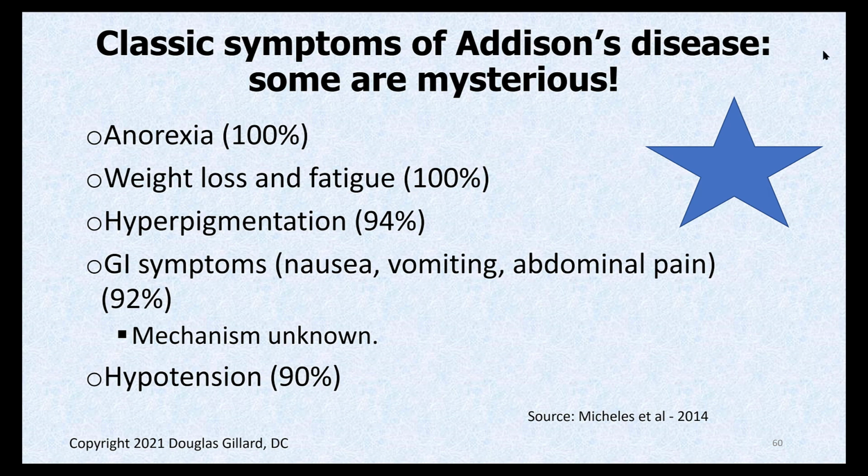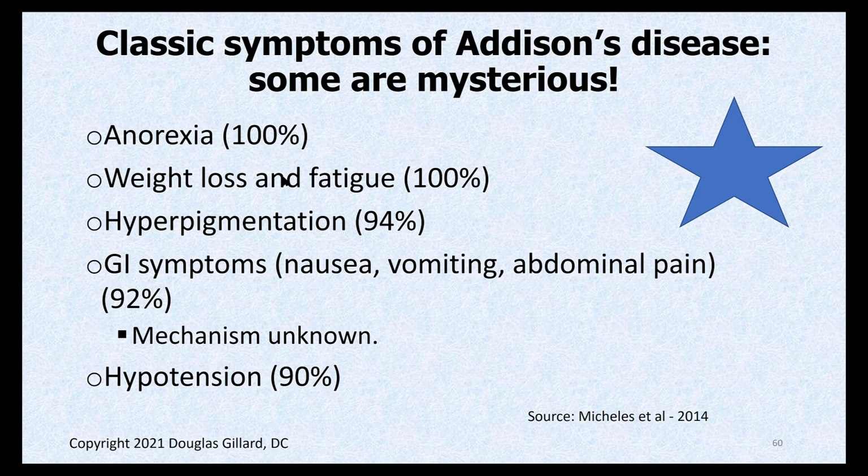Classic symptoms of Addison's disease are sometimes mysterious. Here's a list of patients that have come into the emergency room before they figured out what was the matter with them. They lose weight for some reason. We don't exactly know what. They've been fighting this a while. They're often nauseated and can be vomiting. Don't know the mechanism of that. But 100% of them don't want to eat. They've lost their appetite. They've lost weight, 100%.